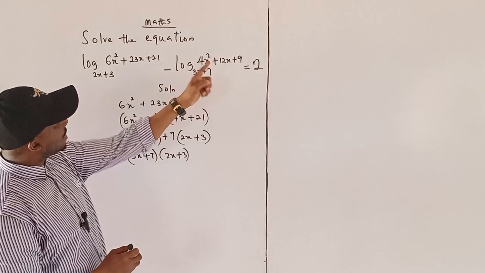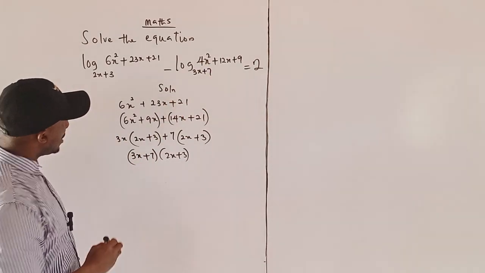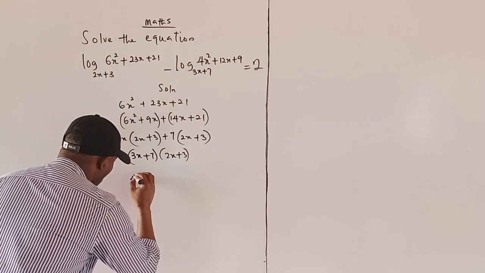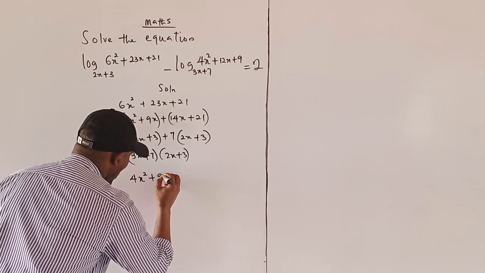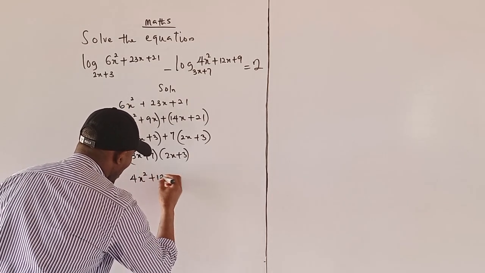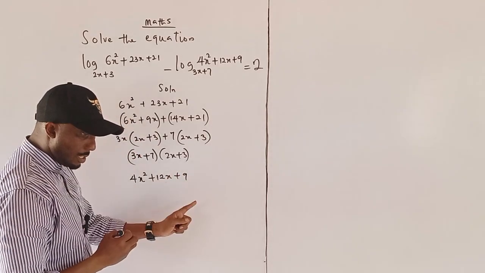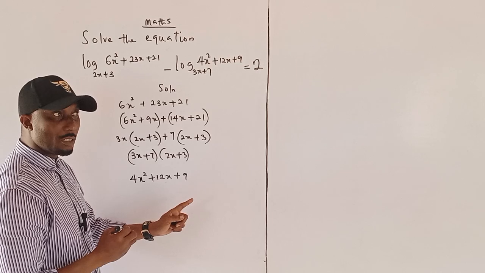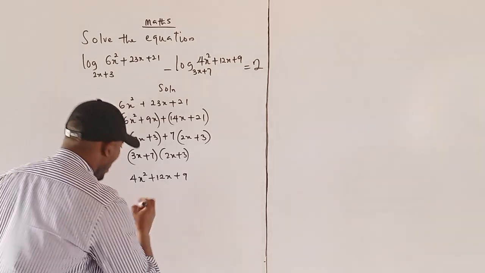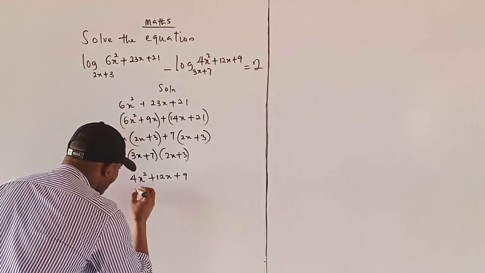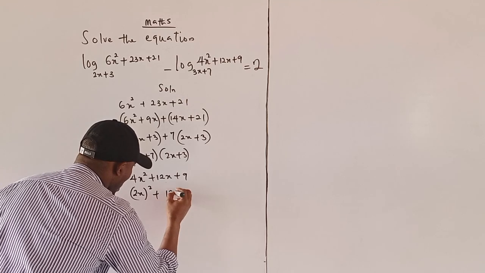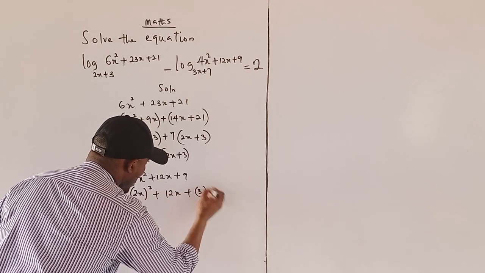Then I will take the next quadratic, which is the antilog argument. 4s squared plus 12s plus 9. 4 is a square number, 9 is a square number. This is pretty easy, very primary and basic. I can write 4s squared to be 2s all squared, and 9 as 3 squared.